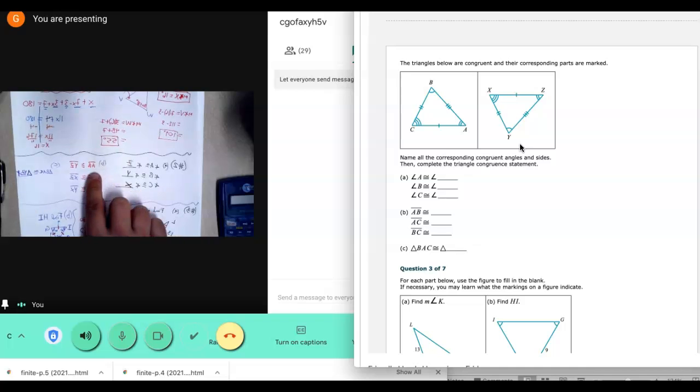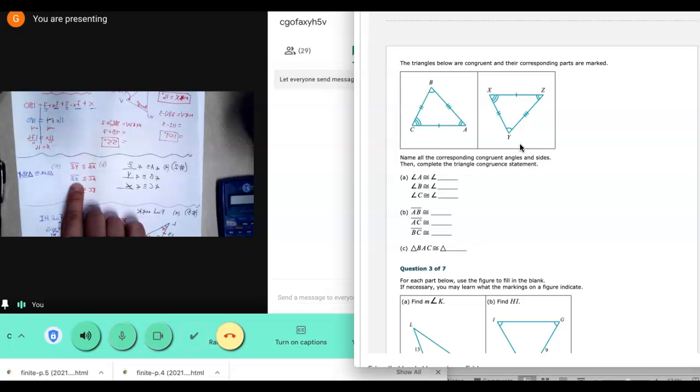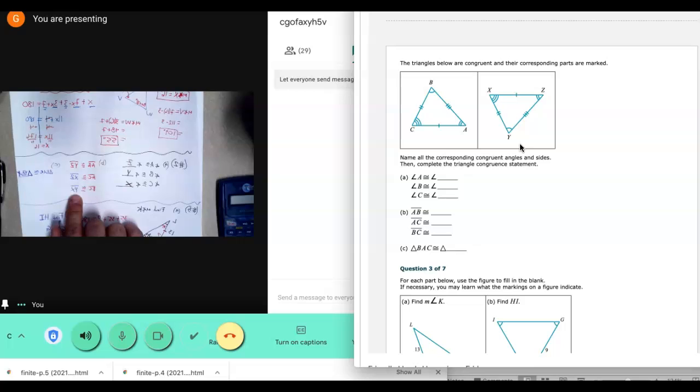And then the sides, well, I use tick marks for the sides. So side AB has 3 tick marks, so it's congruent to YZ because it has 3 tick marks. AC is congruent to XZ, and we know that because they both have 1 tick mark. And then BC is congruent to YX because they both have 2 tick marks. We also talked about how YZ is the same as ZY, XZ is the same as ZX, and YX is the same as XY. And then when I did this, triangle BAC is congruent to triangle blank.